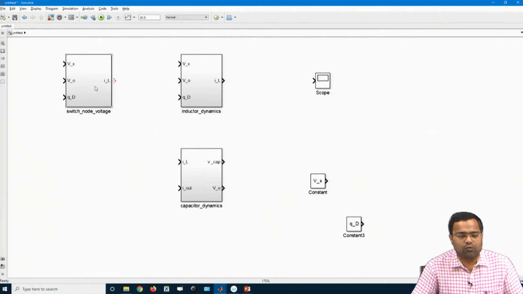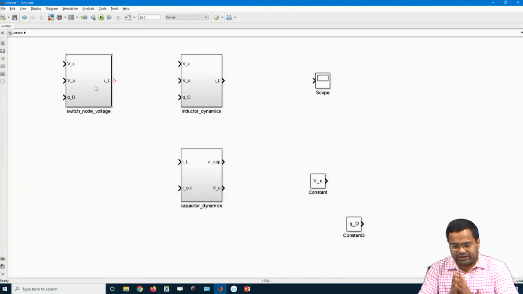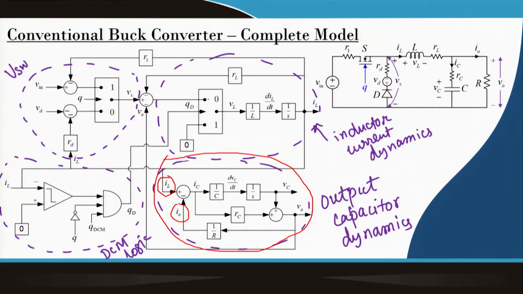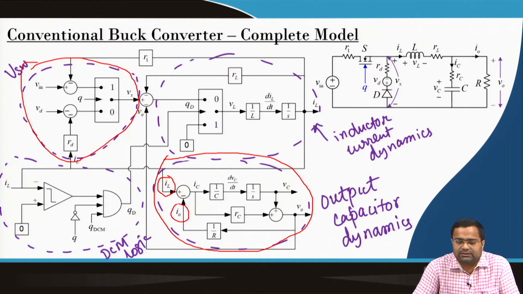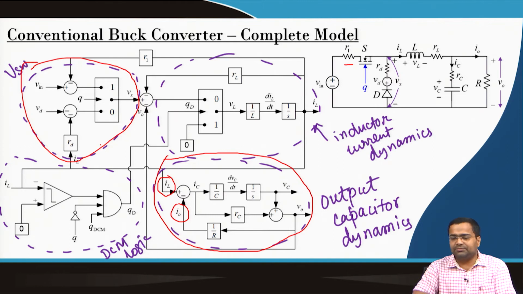What is the input to the switch node voltage? If you go to the circuit, I am talking about this particular part. When the switch is on, it is the input voltage minus the on resistance of the high side switch into IL, the current. When the switch is off, it is minus Vd, the diode drop, minus Rd into IL, that is it.